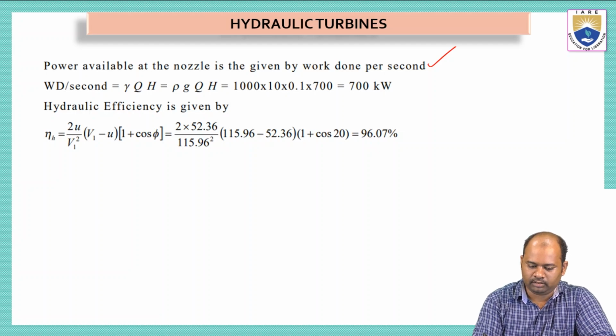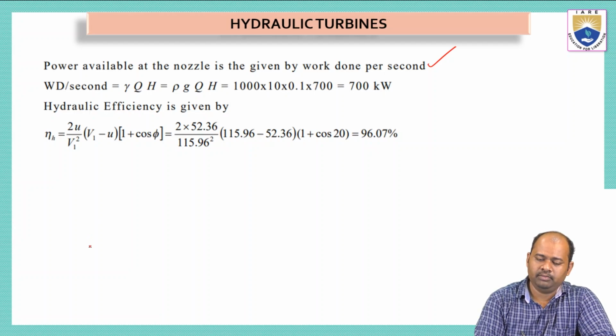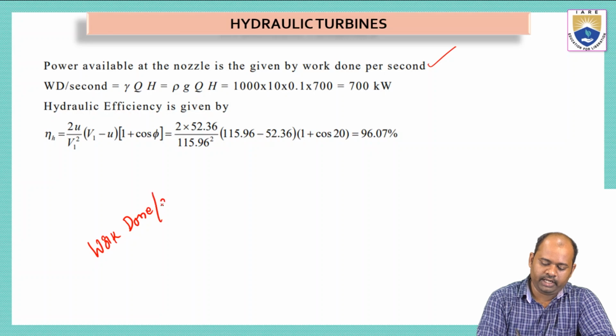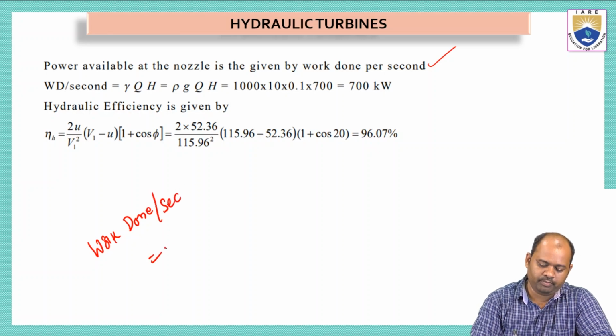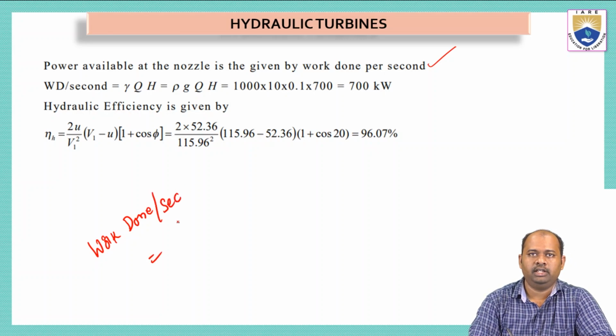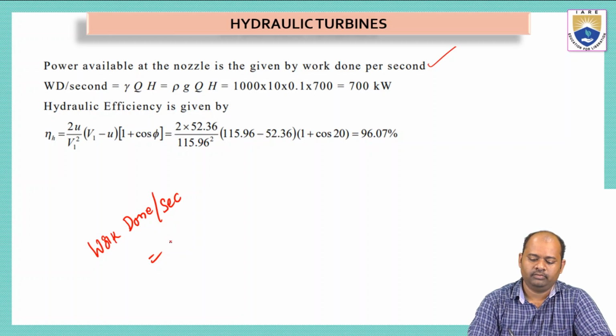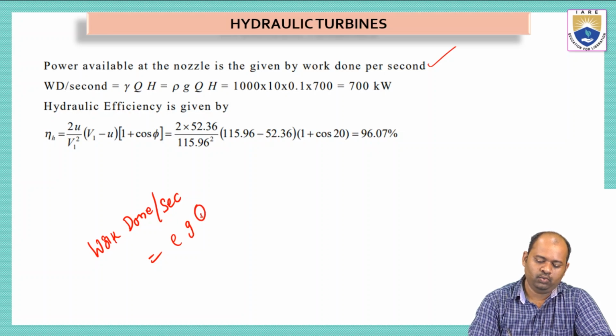So see here, power is nothing but work done per second. Work done per second is nothing but power. So in order to calculate power, we have to calculate the work done first. So work done can be simply given by rho G Q H. Here what is this rho? Rho is nothing but the density of water.